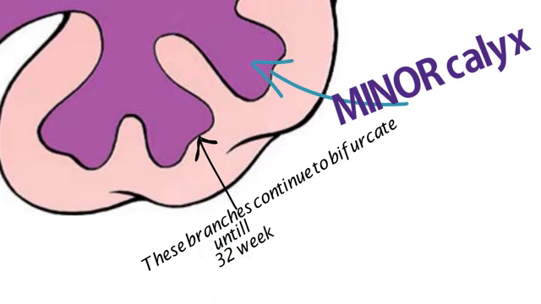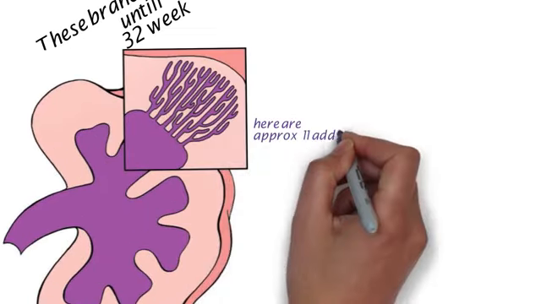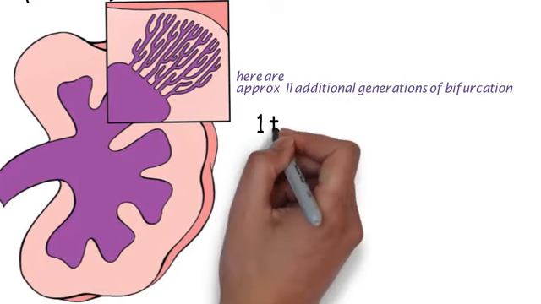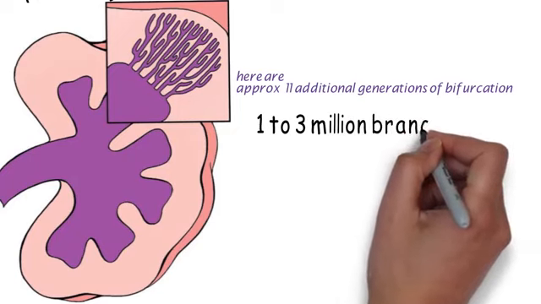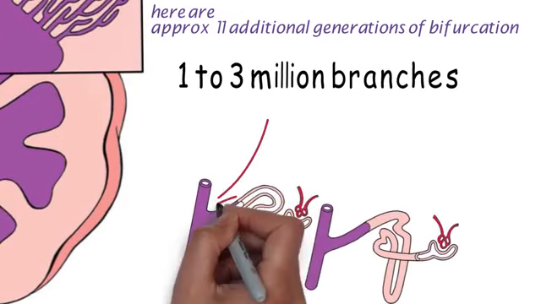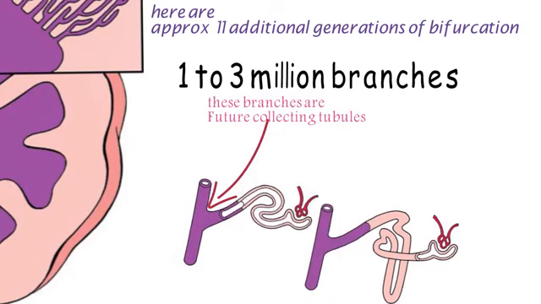Okay, so you can see this very extensive branching in this diagram. Here are about 11 generations of bifurcation, and these 11 generations of the bifurcation form approximately 1 to 3 million branches. Huge number. Okay, these 1 to 3 million branches are actually the collecting ducts of future kidney. Okay, the collecting ducts of nephrons.